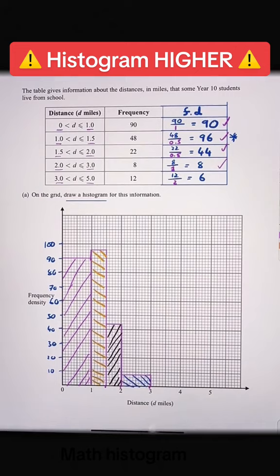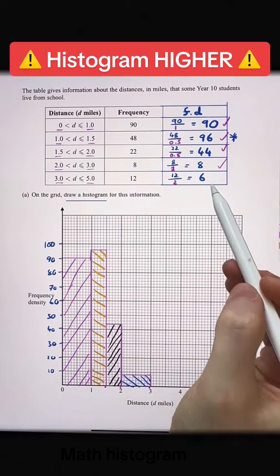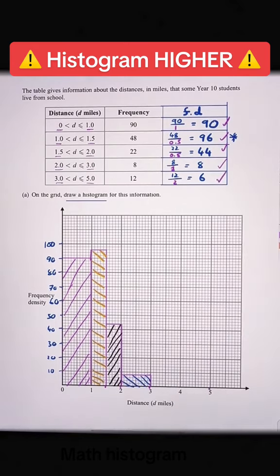For my final bar, I'm going to have a width of 3 to 5. So 3 to 5. And it's going to have a frequency density of 6. So again, locating 6 as my frequency density and drawing my bar.